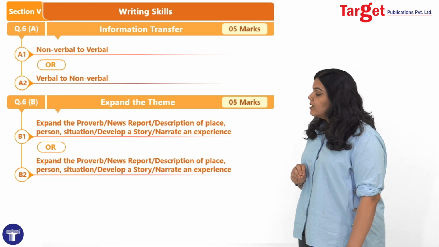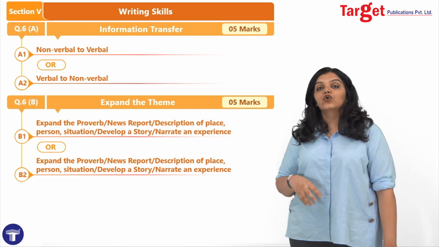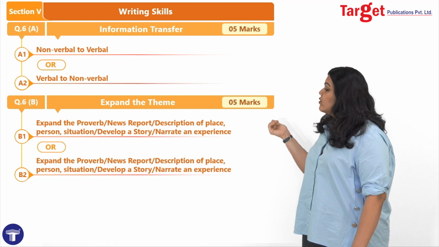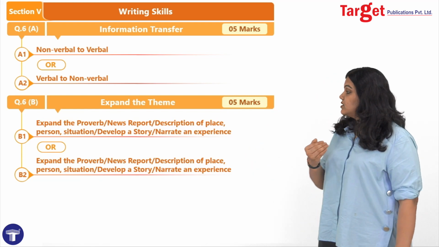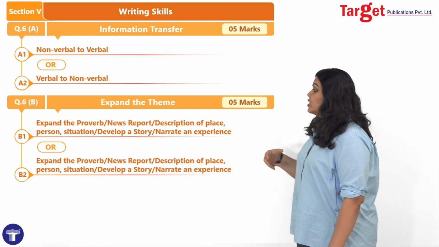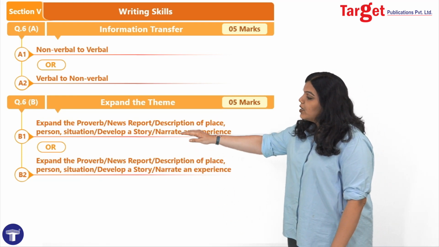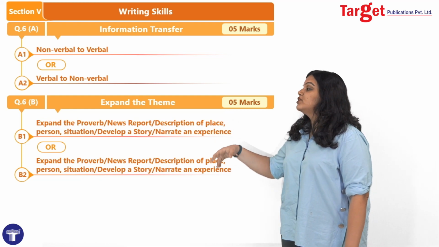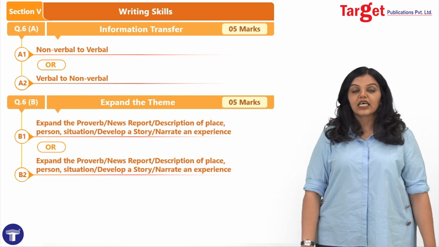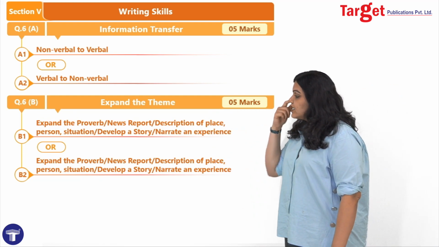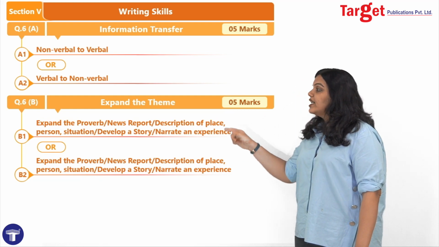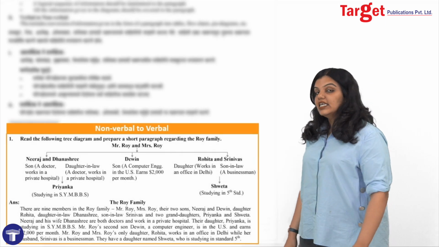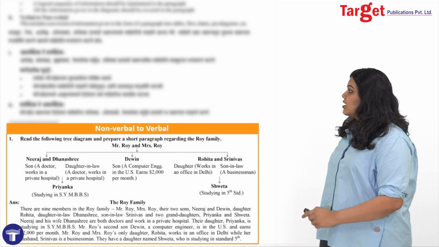And in expand the theme, as you can see in B1, you could be asked to expand the proverb, or write a news report, or write the description of a place, person, situation, or develop a story, or narrate an experience. In fact, B1 and B2 is the same type of question, and you could be given an option between any two of these types. Now keep in mind, as you can see, there are many types of ways in which they can ask you a question in question 6b, and you will see that we have covered this in our target notes.